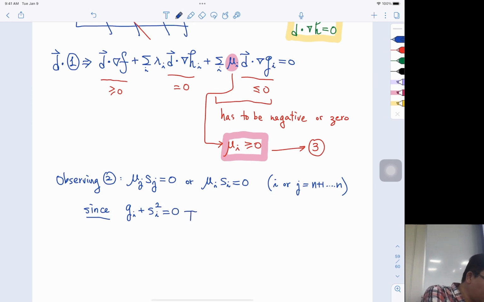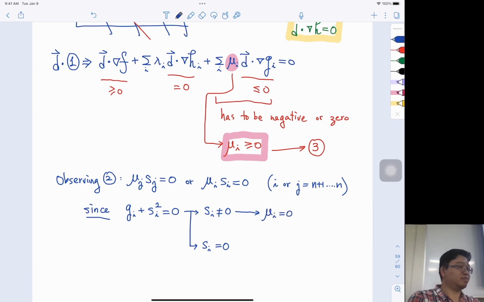we can discuss all kinds of possible situations. Let's say in the condition of si that is not 0 and also si is 0, what will happen? If si is not 0, mu I has to be 0, because mu I times si has to be 0. Yes, m. You're right. Sorry. Typo. So the reasoning came from here. Because if si is not 0, mu I has to be 0.